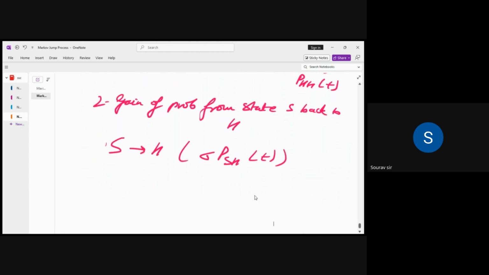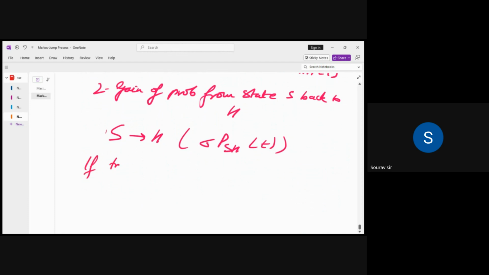This equation tells that if there is no recovery from S, then PSHT will be 0, and the probability of staying in H exponentially decays. And if recovery is possible, then it depends on the recovery behavior. So then it becomes an absorbing state. Exactly. Now we have Kolmogorov's forward equation.